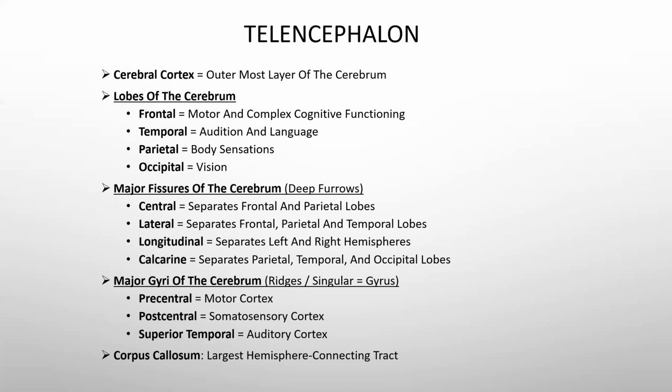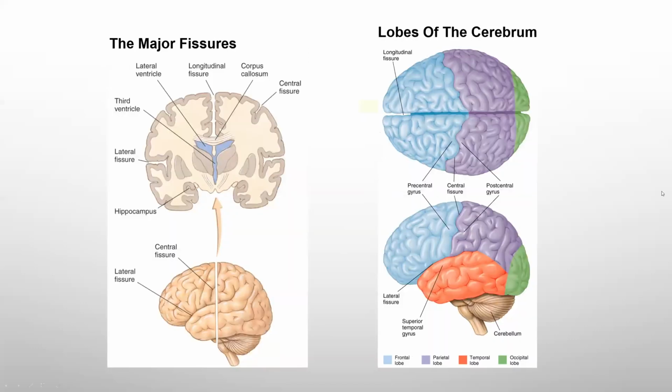Okay. And then the last thing on here is the corpus callosum, and that is the largest hemisphere connecting tract. So this is a bundle of axons that send the communications between the left and right hemisphere. All right, let's look at some pictures now.